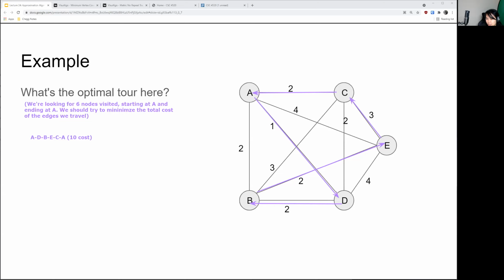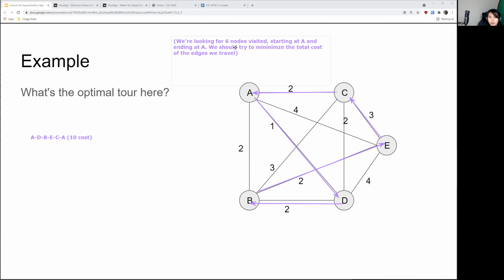Okay, most people are asking, can we visit a node more than once? For the traveling salesman problem, no. In general, we don't want to visit a node more than once unless it's the node that we started in. So we can visit A at the start and the end, but that's it. Okay, most people are saying this is probably the best, and I think so too.